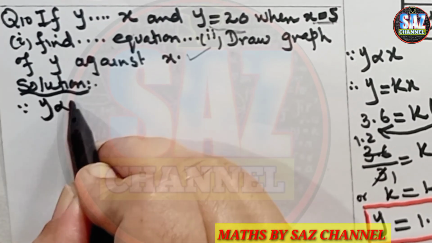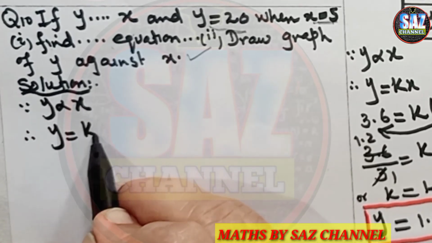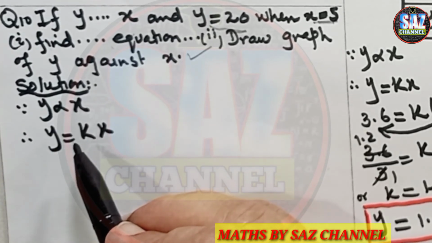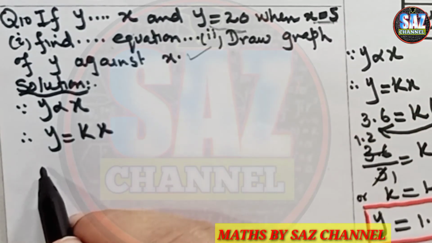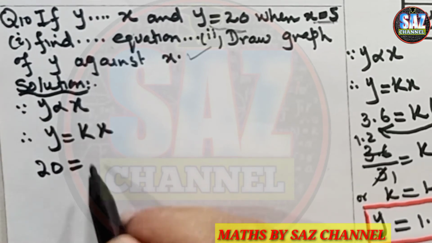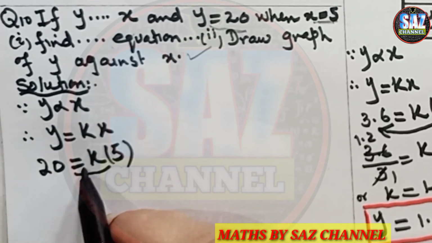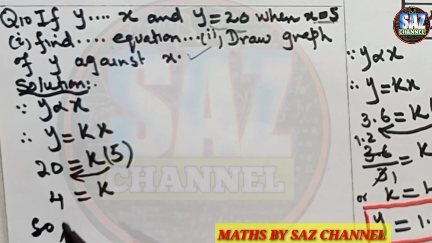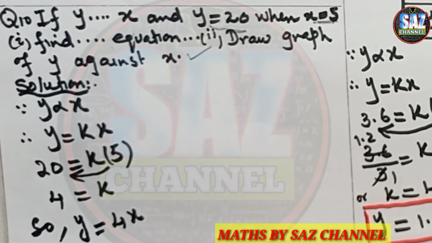So let's move to the solution of this question. Because y is directly proportional to x, therefore y will be equal to k times x. Now in order to find this constant of variation, what we have to do is replace y equals 20 when x equals 5. Now shift this 5 to the other side. 4 equals k. So my relationship will become y equals 4 times x. This is the equation that is connecting y with x.